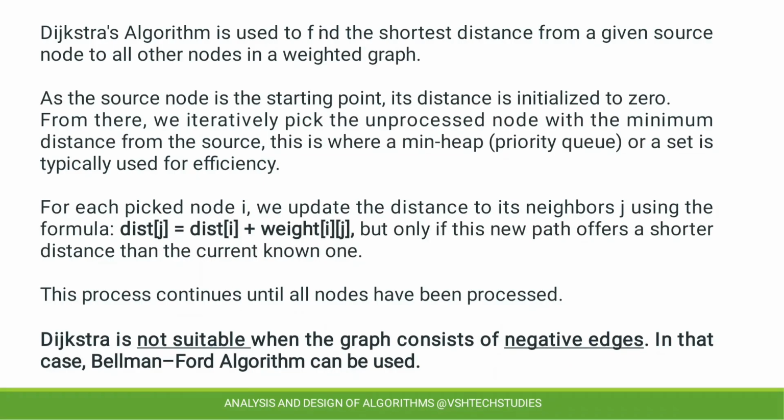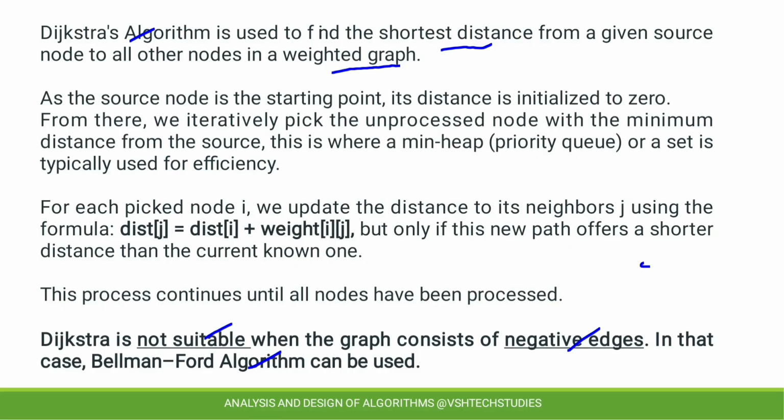So as a summary, given a weighted graph, to find shortest distance and shortest path, Dijkstra's algorithm can be used. It is useful only when the weights are of positive values. So it is not suitable when the graph consists of negative edges, meaning when the weights are negative. If the weights are negative, then instead of Dijkstra's algorithm, we can use Bellman-Ford algorithm.